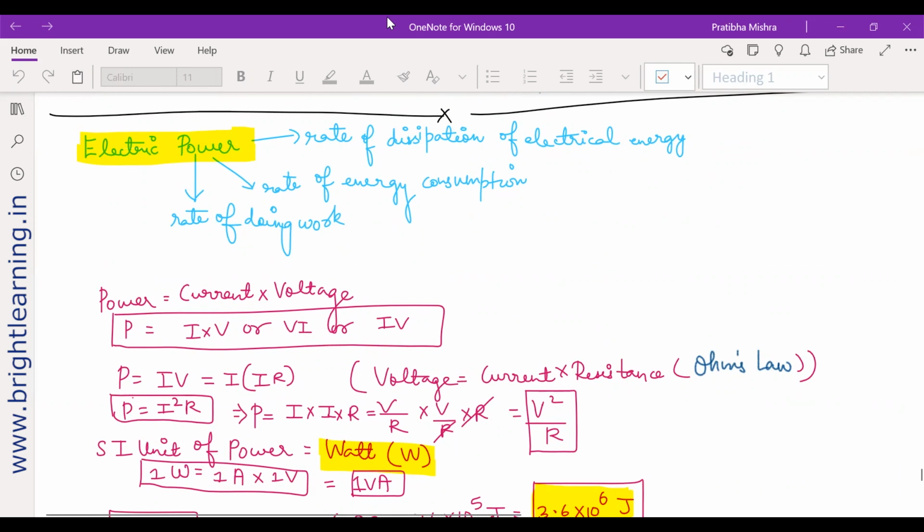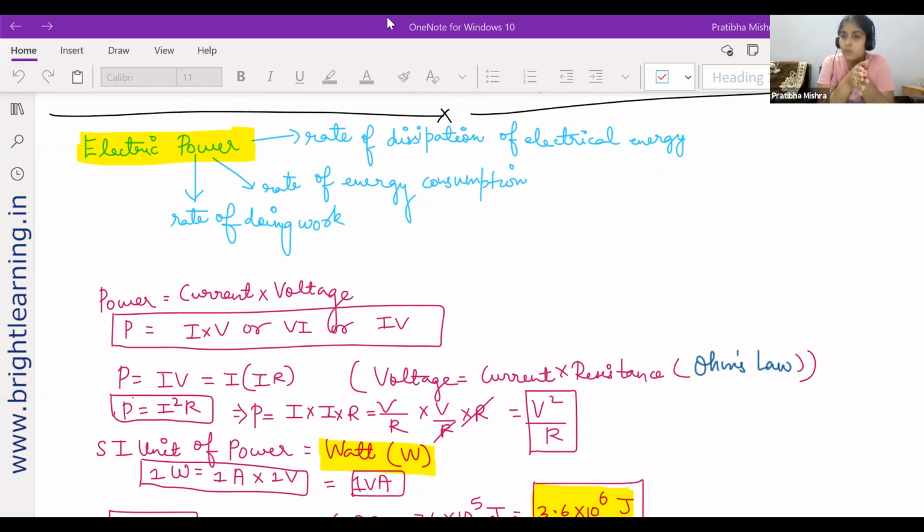So if you see here, you can see that we have power which can be taken as current into voltage. Power is directly proportional to the amount of current flowing through a particular circuit, and potential difference is taken across the two ends of the cell or the battery. Battery is a system of cells, right? So we see that the formula that we have got is VI.